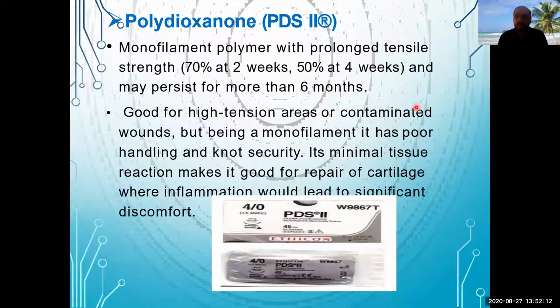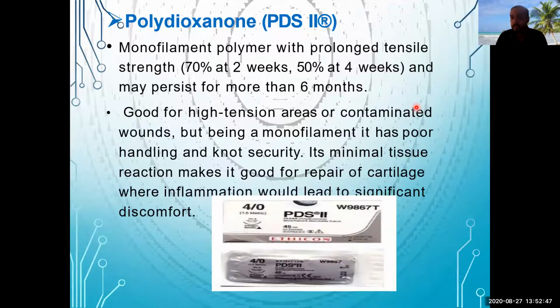PDS, polydioxanone. These are the sutures we are mostly using day by day. So you may get this in your practical life, and in your exam also you will get those things. Monofilament polymer with prolonged tensile strength. It is much better than the Vicryl: 70% at 2 weeks, 50% at 4 weeks, and may persist for more than 6 months. Good for high tension areas or contaminated wounds.